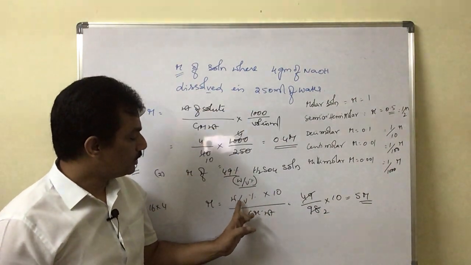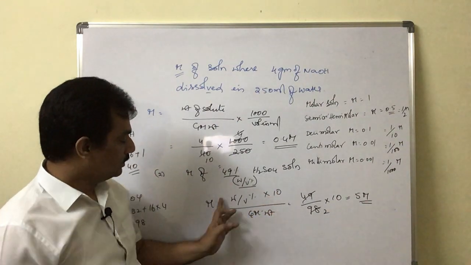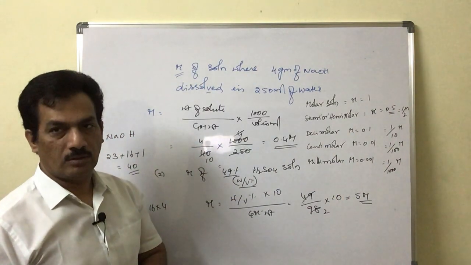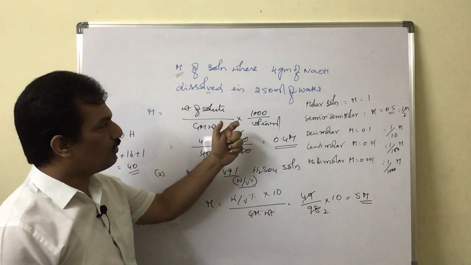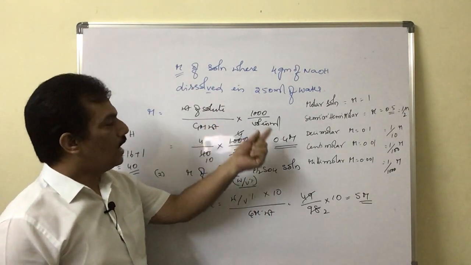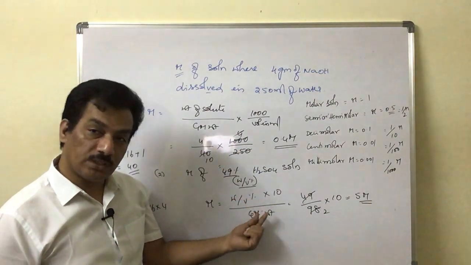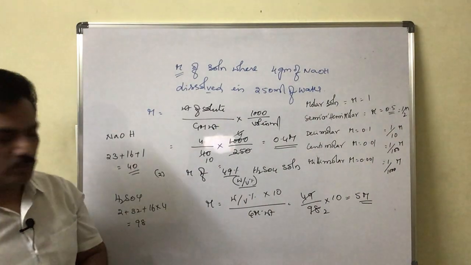Here weight volume percent is given and they are asking for the molarity. Then it is arrived at like this. So just remember, when they are providing the weight volume percent and ask to calculate the molarity, this is the formula.